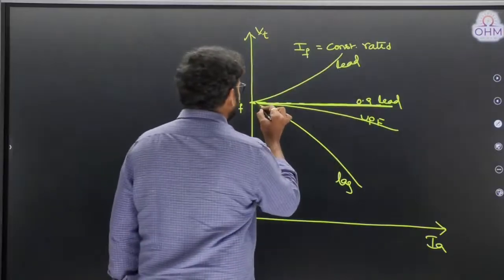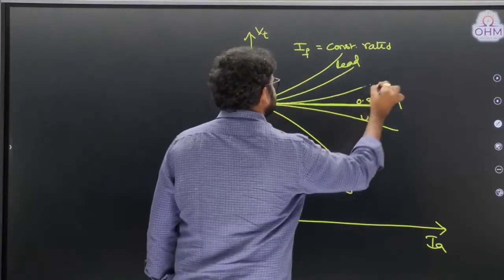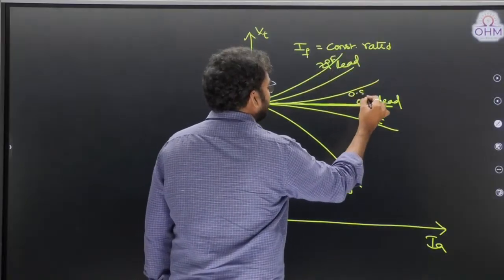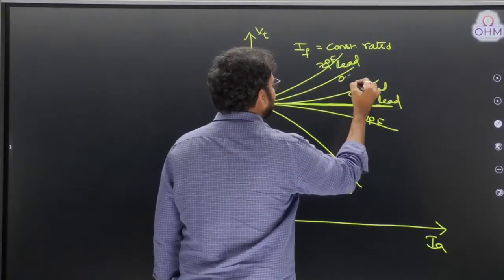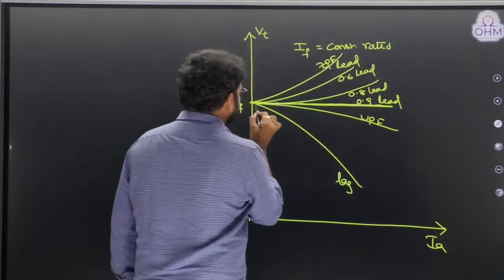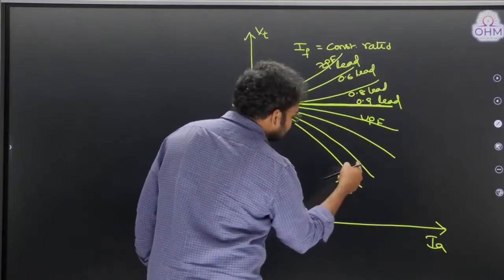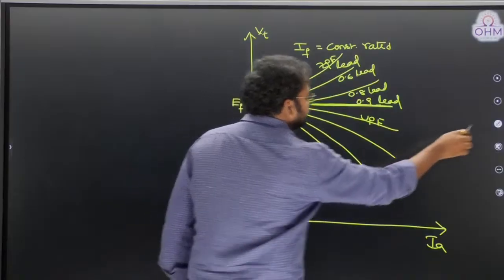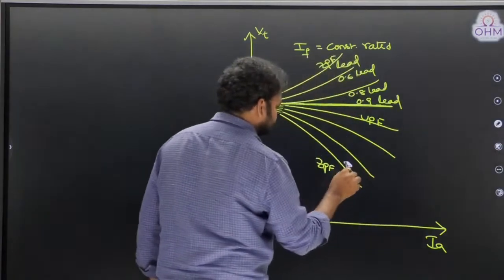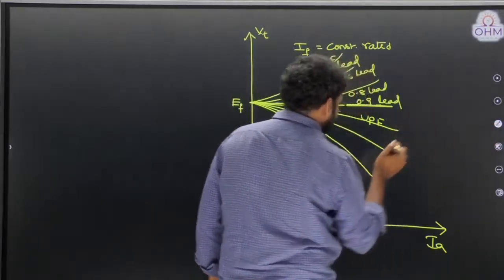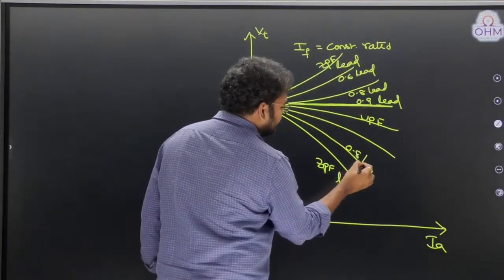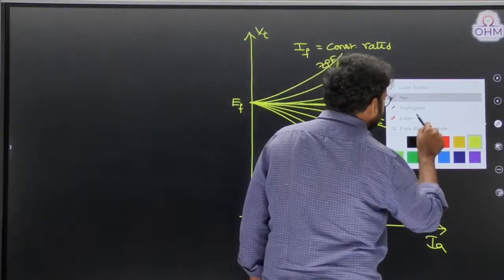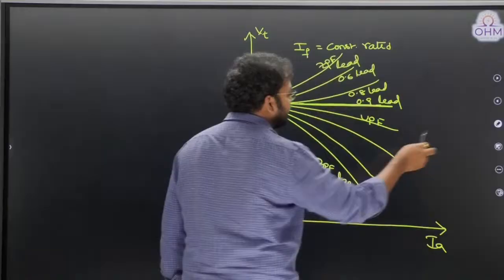And if you draw a few more curves, see, this is ZPF leading, guys. Zero power factor leading. This is like 0.8 leading. This is like 0.6 leading. Like this. This is near to ZPF lagging. Maybe I can say this is 0.8 lagging. Not 0.8, I must say near to 0, right? Near to 0 means let's say 0.4 lagging.